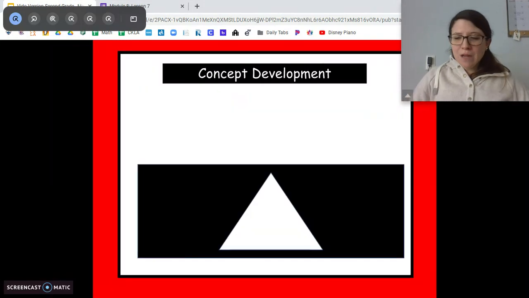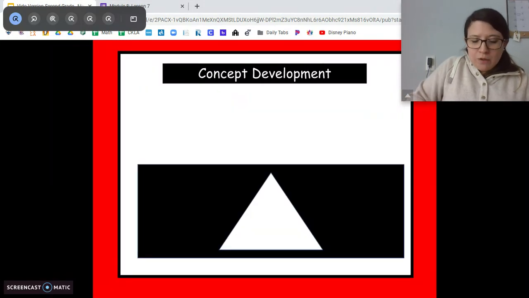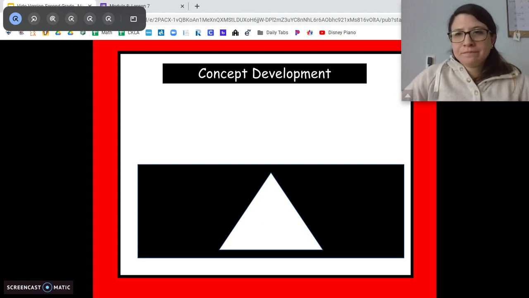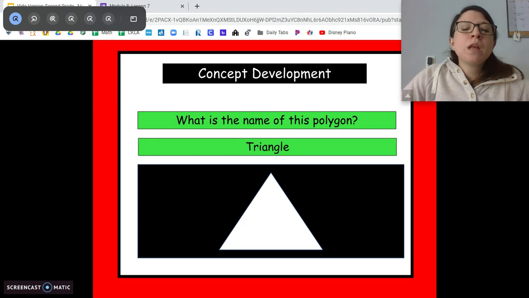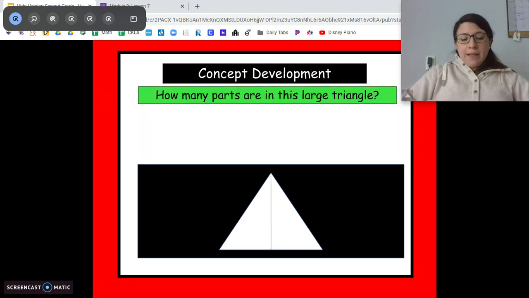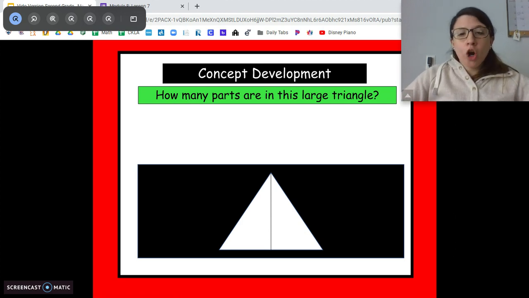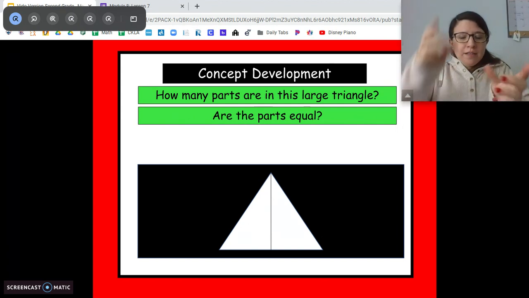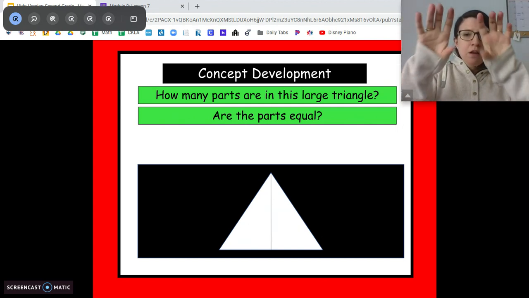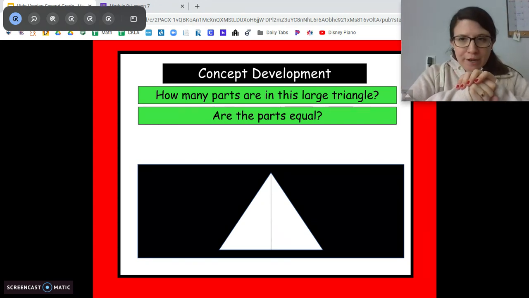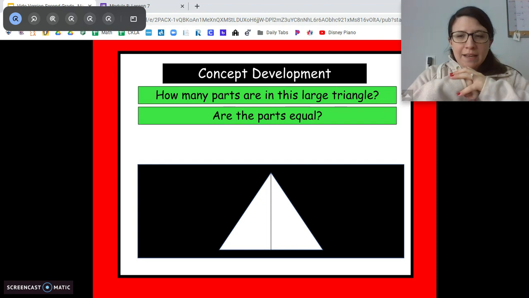Awesome. All right, let's get into some shapes. What shape is this? Triangle. Perfect. How many parts are there in this triangle? I drew a line straight down the middle. How many parts are there now? 2. Very good. If that triangle is split down the middle, are both of those parts equal? Are they the same size? Are they the same shape? Do they have the same space inside of them?